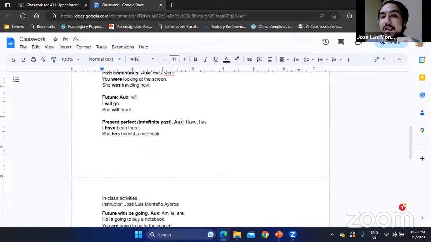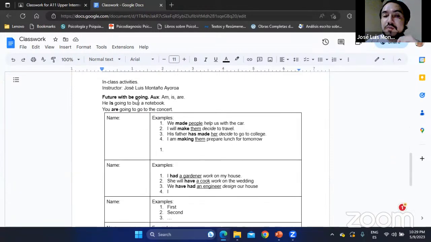The present perfect, have and has, and you know they have to be next to a past participle, all right, the past participle. And then finally, the future with going to. You again see the verb to be, so use the verb to be. Don't see go, don't see buy, no, they don't matter here. We have to pay attention to the verb to be only.